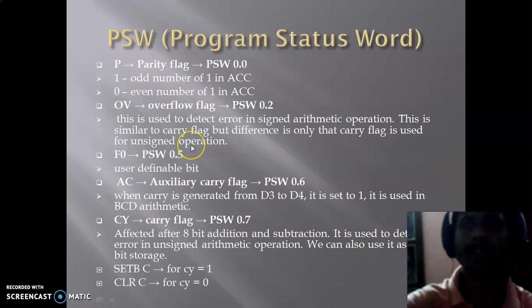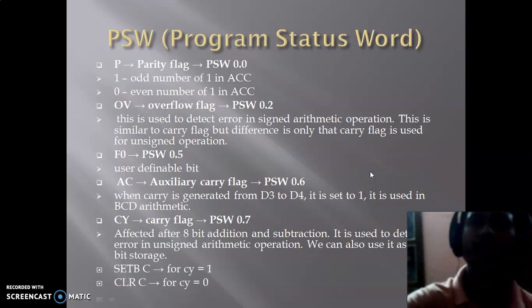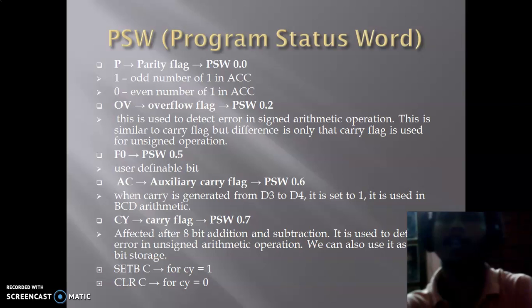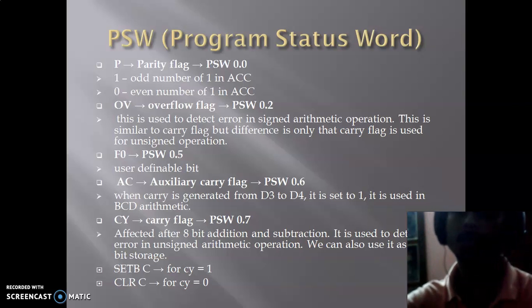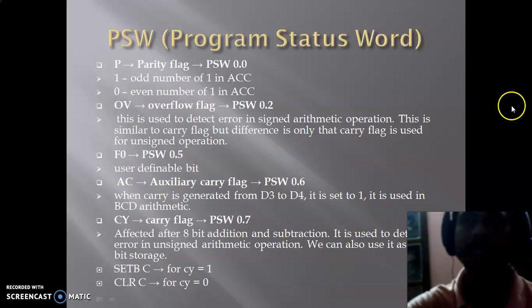First is the carry flag. Then there is the parity flag, that is PSW.0. Basically, when this parity flag is 1, it means there is an odd number of 1s in the accumulator, that is, in the result stored in the accumulator. So if the number of 1s in the result is odd, it will be set as 1. Otherwise, it will be set as 0.